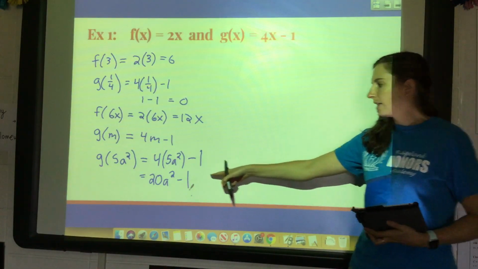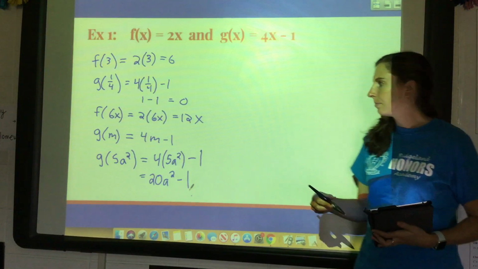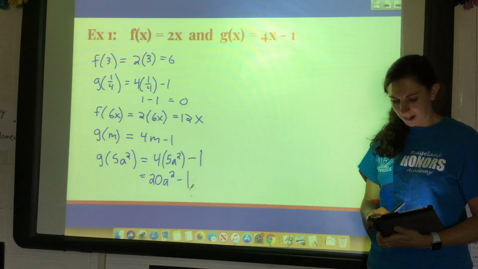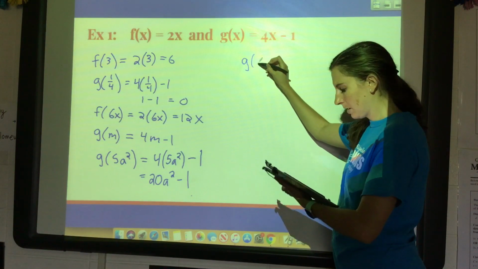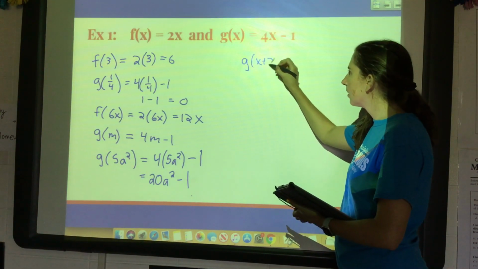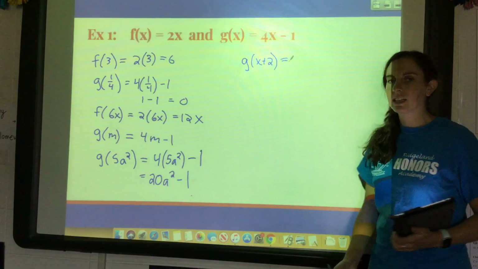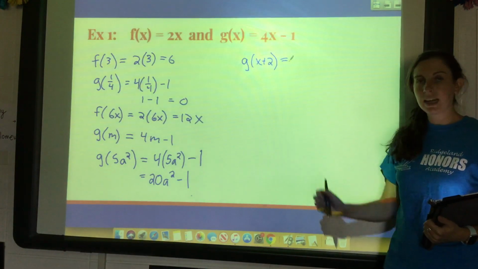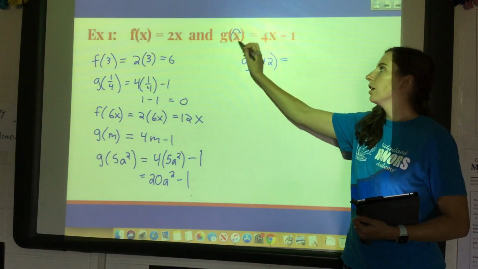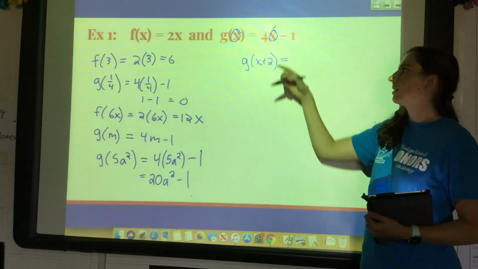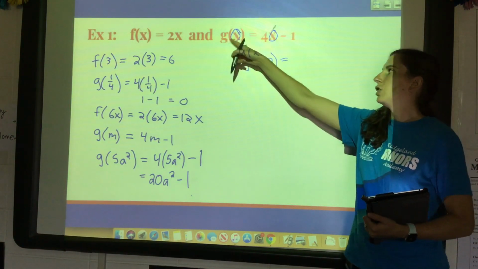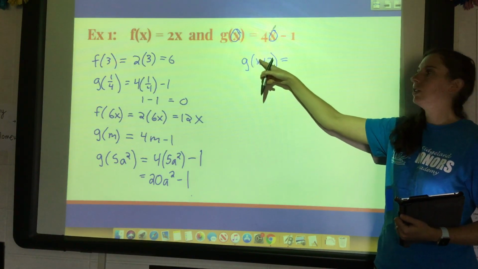That's my final output on this one, now that it's simplified. Okay, let's do just a couple more. I want to do g of x plus 2. Again, just take out the current input and put in x plus 2 in its place. So instead of g of x, I'm doing g of x plus 2.